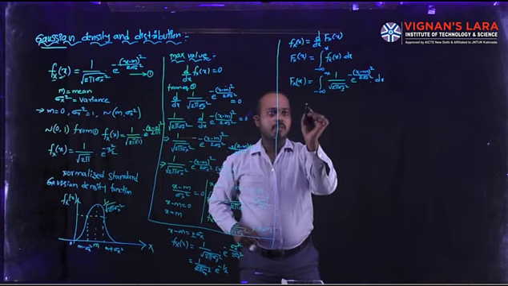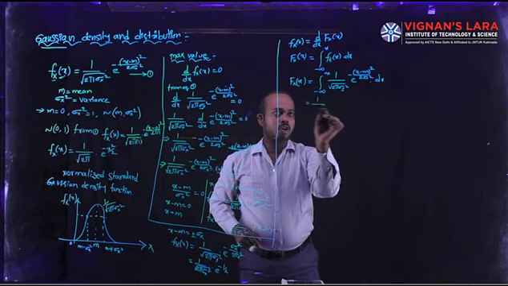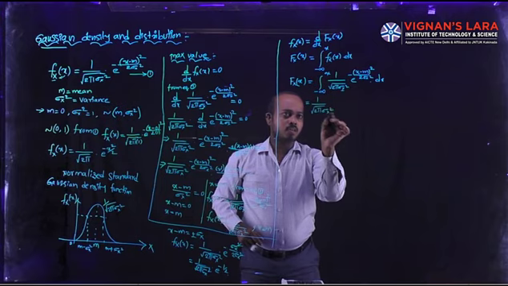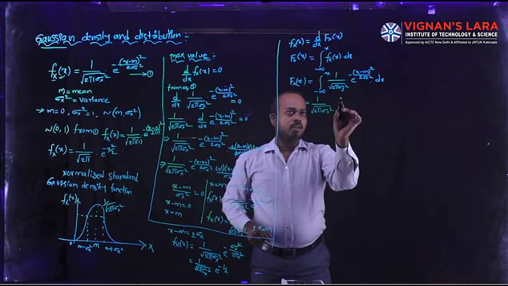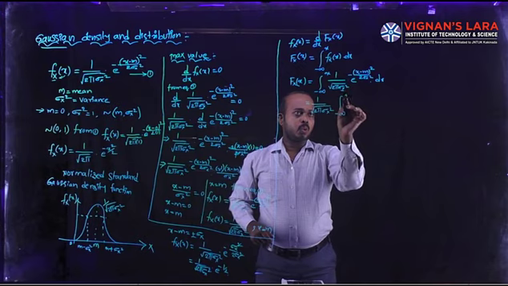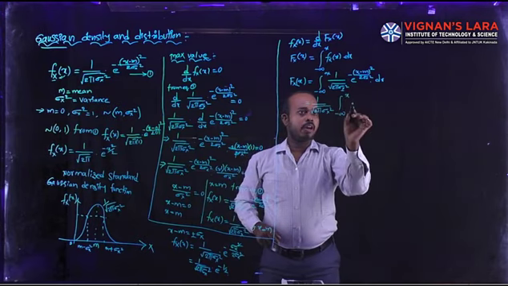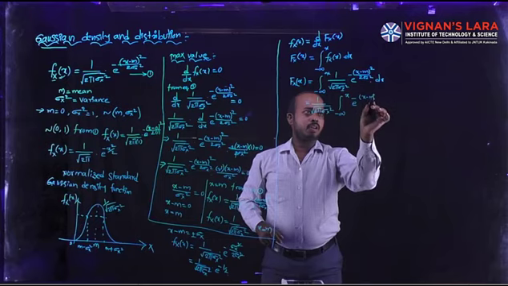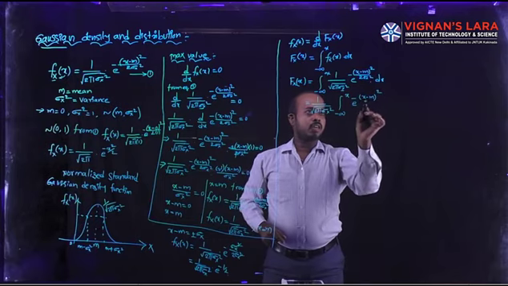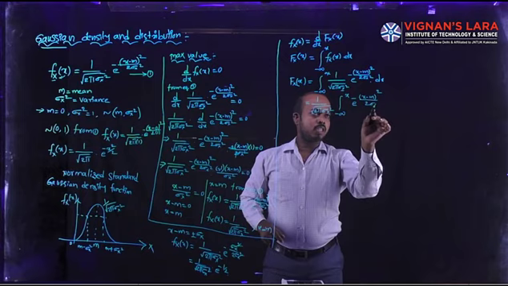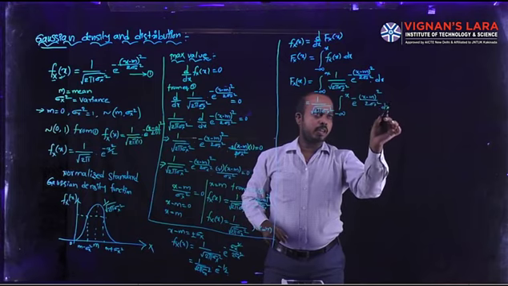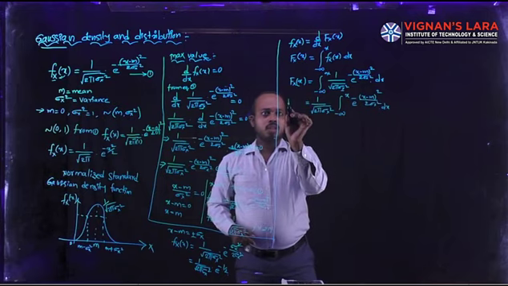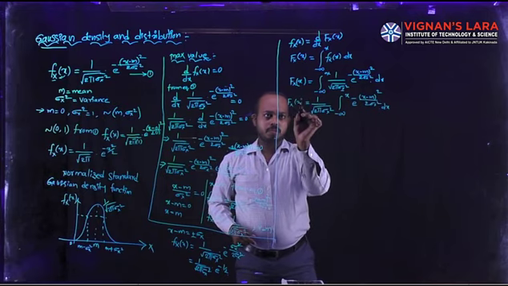That's why I am rewriting the above function as 1 divided by square root of 2 pi sigma x square, integral from minus infinity to x, e power minus (x minus m) whole square divided by 2 sigma x square into dx. This function we are calling the Gaussian distribution function.